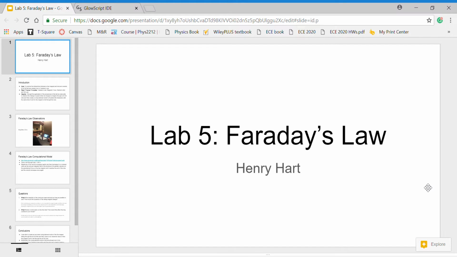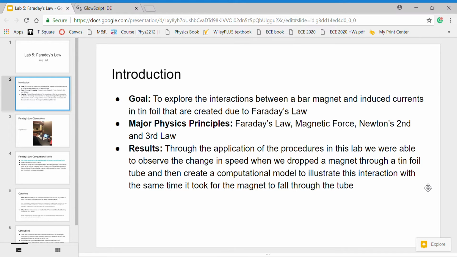This is Lab 5, Faraday's Law. One of the main goals of this lab was to explore the interactions between a bar magnet and induced currents in tinfoil that are created due to Faraday's Law. Some of the major physics principles in this lab were Faraday's Law, magnetic force, and Newton's second and third laws.